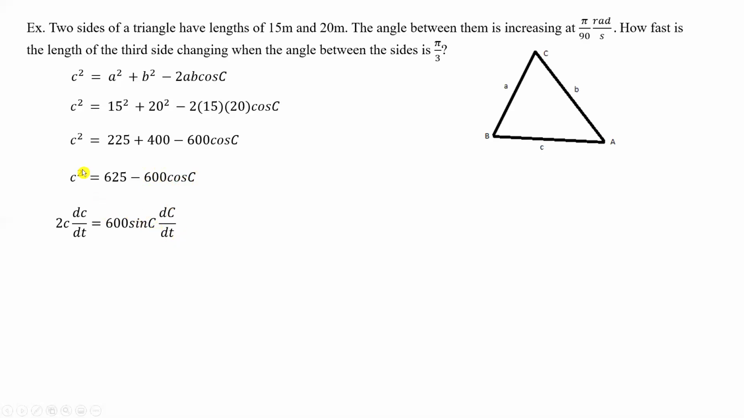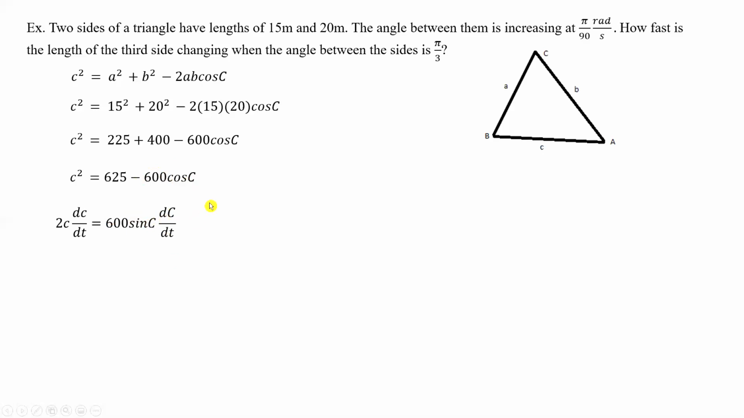I'll do that again. Derivative of c squared, 2c times dc dt. Derivative of 625 is 0 as there's no variable. Derivative of negative 600 cos, negative 600, sine, angle, derivative of angle.